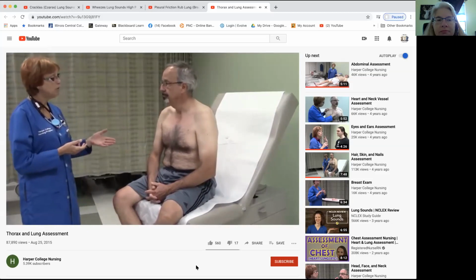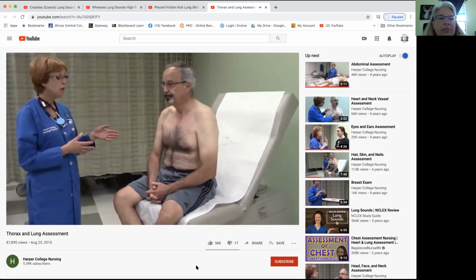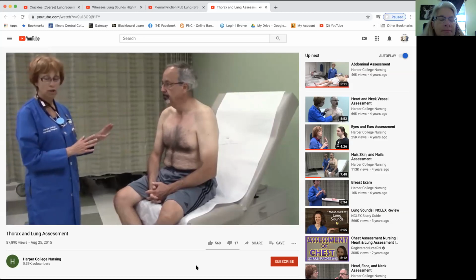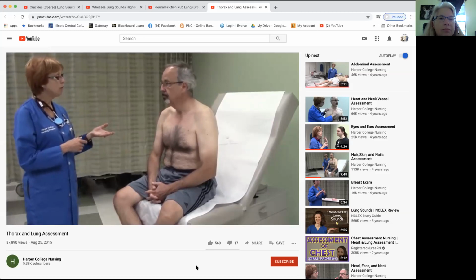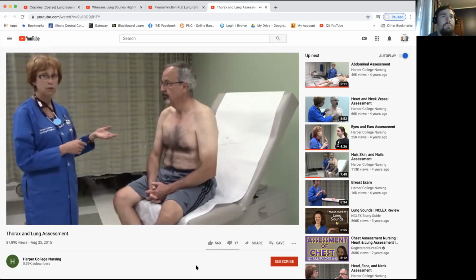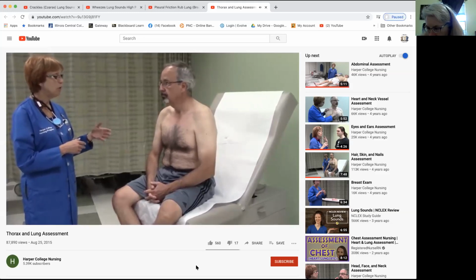So I'm going to proceed with the assessment. First thing that I'm going to do is I'm just going to be observing and looking at the chest, and this is the inspection. So I'm first noting his respiratory rate is within normal limits. That's how fast he's breathing, and the rhythm is regular, meaning it's a nice, normal, regular pattern.